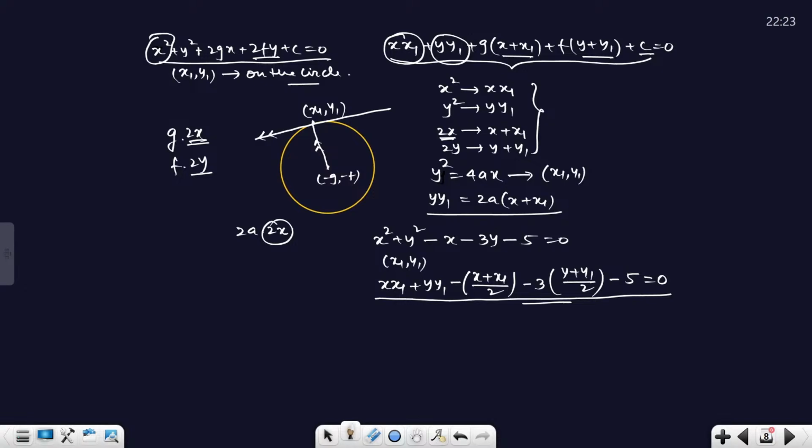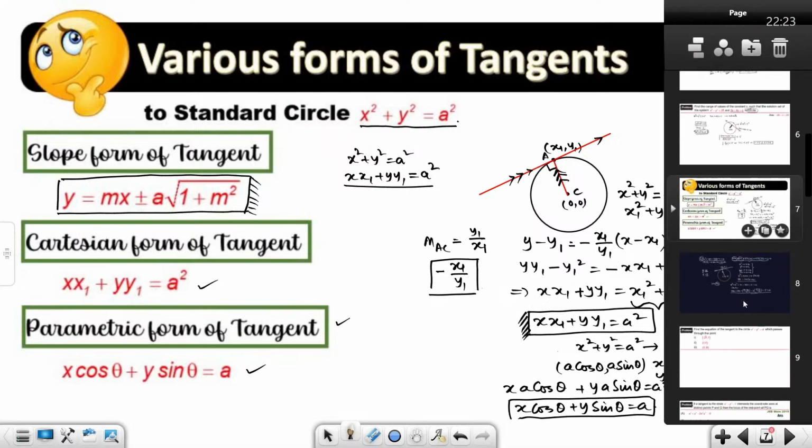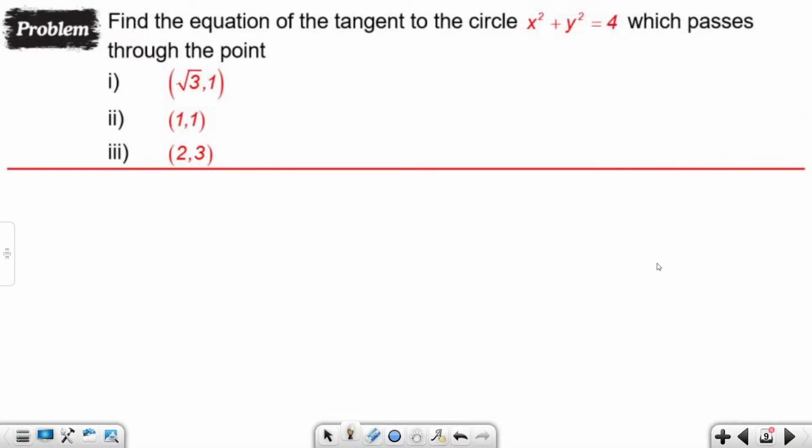Okay, so now we have learned the equation of the tangents. At the same time we have learned how to find out the Cartesian form of a tangent in a shortcut way. Okay, so let's take some problems right now, so we will be comfortable with that. Let us see this question. Find the equation of the tangent to the circle. The first one I'm doing is for the circle x square plus y square equals 4, and the point is root 3 plus 1.